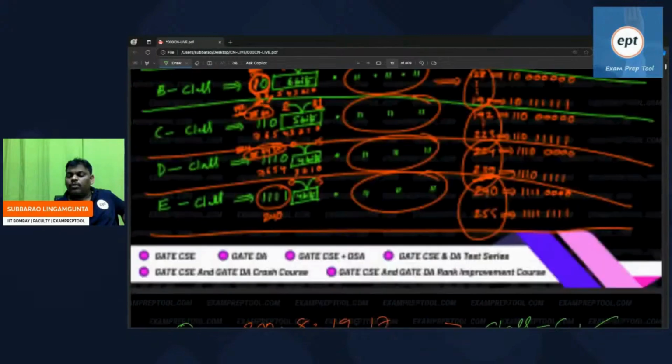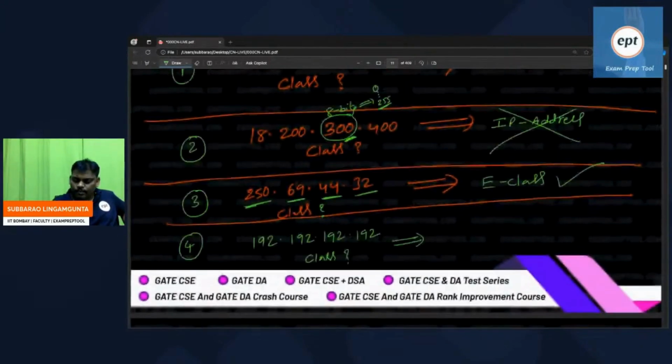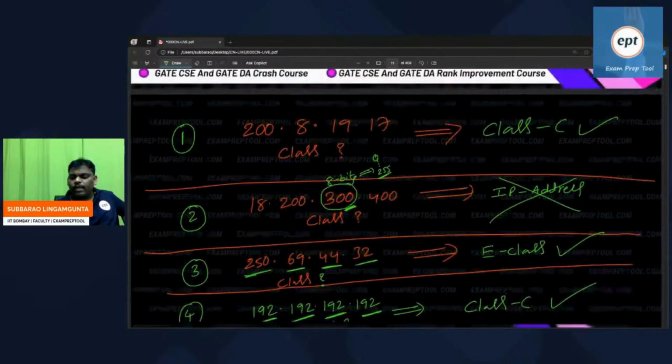If you have doubt, you can go there. 192. So I think the second range is 128 to 191, and the third one is 192 to 223. I think the third one, class C. First of all, is it valid? Of course, it is valid. It is valid and it is class C.